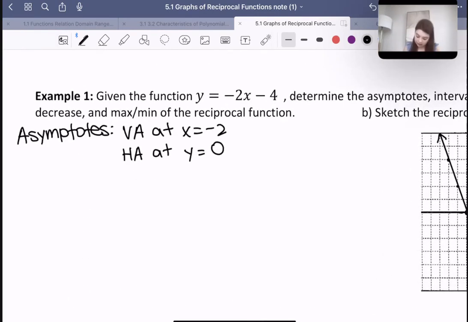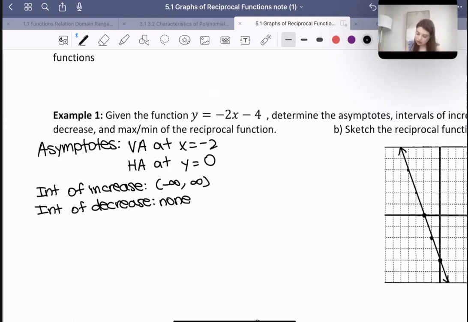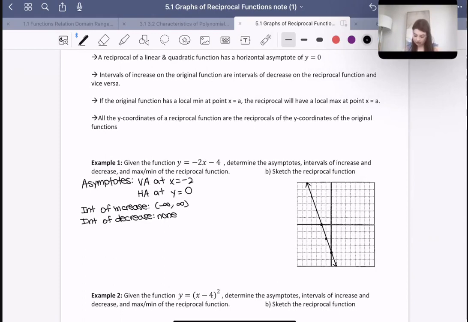So I'm going to say intervals of increase for the new function, for the reciprocal, would be everything from negative infinity up to infinity. And then as for intervals of decrease, there would be none, right? Because on our original, it was always decreasing. So therefore, on our new function, it's always increasing. So there's no intervals of decrease on our new function.